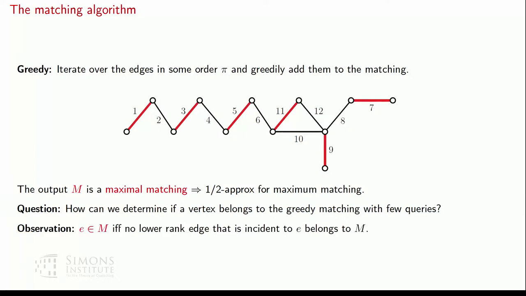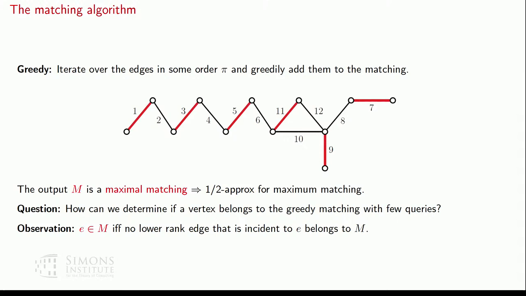And the key to designing such an oracle is this observation: an edge e is in the matching if and only if there is no other edge incident to that edge with a lower rank that's in the matching. So for example, this edge 12 is not in the matching because it has a lower rank neighbor, 11, that is in the matching. Every edge that's not in the matching, if you check, must have another incident edge that has a lower rank and is inside the matching.